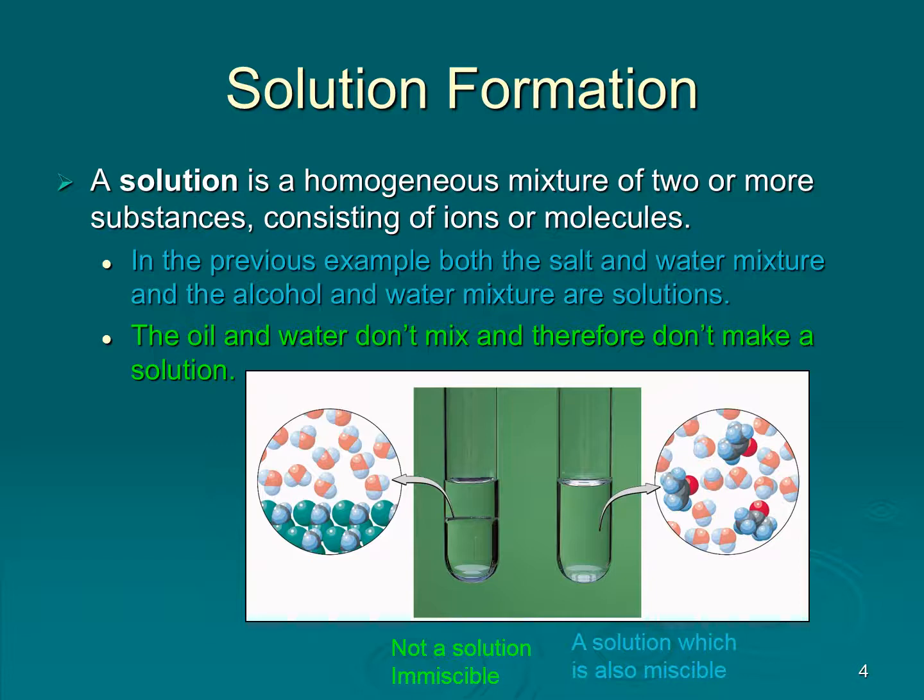Okay, so a solution then is a homogeneous mixture of 2 or more substances, and those substances could be ions or molecules. So in the previous example, both the salt and water mixture and the alcohol and water mixture are considered solutions because they are homogeneous. The oil and water don't mix, and so they are not a solution. They are immiscible, they are insoluble, not a solution.